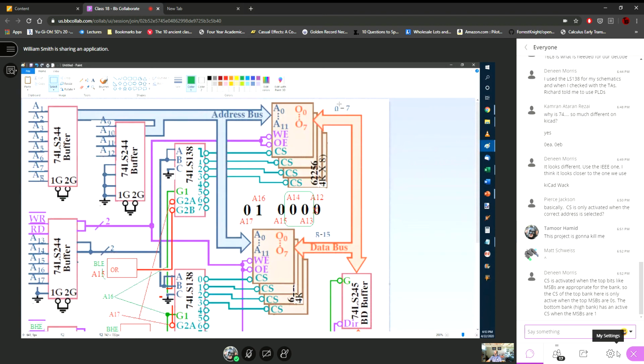So data bits 0 through 7 are going to the top half of the bank, and data bits 8 through 15 are going to the bottom half of the bank. And then they're both selected together by 0 coming out of the 74LS138s. The next bank is when you're going to 1 here. And the third bank is when you're going to 2. And the fourth bank is when you're going to 3. So that's 4 banks. And what selects between the banks are address bits 13 and 14.